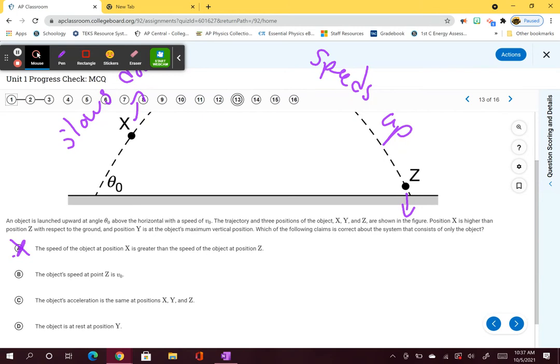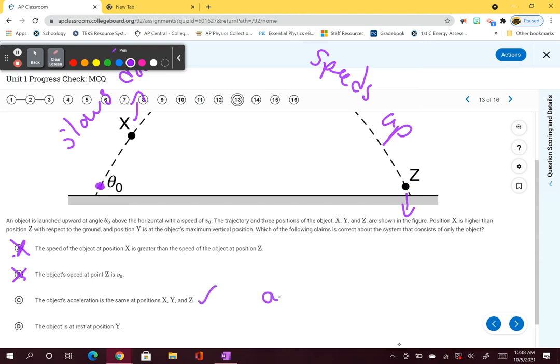The object's speed at point z is v0. So it's saying that z is the same as the ground. No, because it's not quite at the ground. Okay. So it would be the same as when the ball is like right there. That would be the same as z. But the initial is right at the ground, so therefore the final would be right at the ground. So nope.